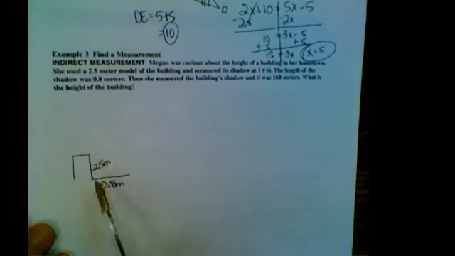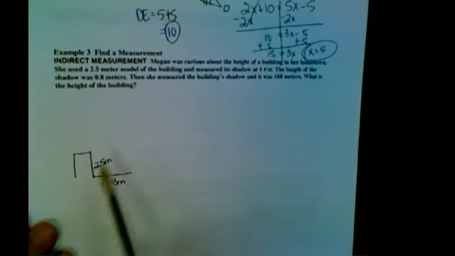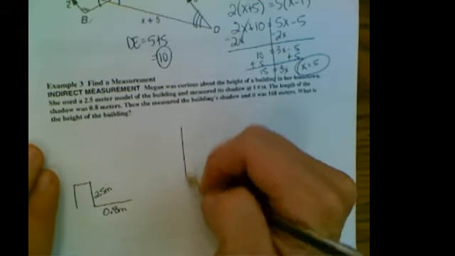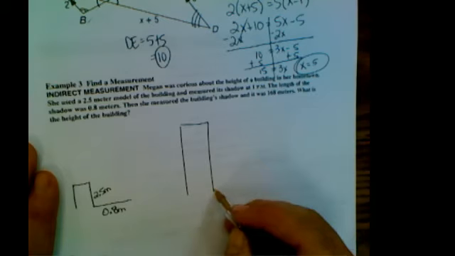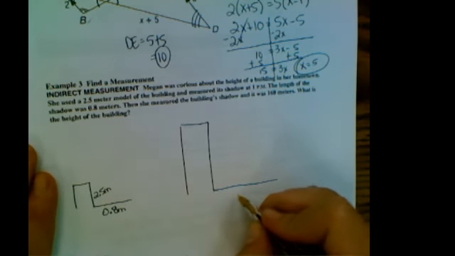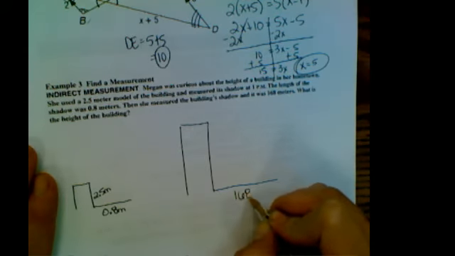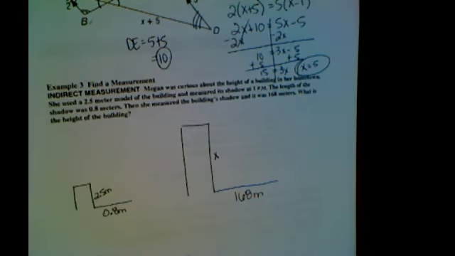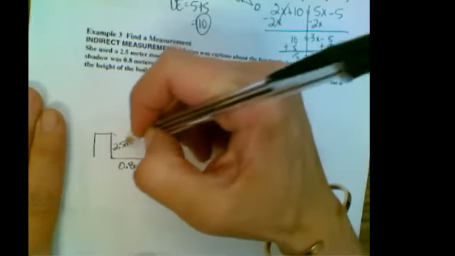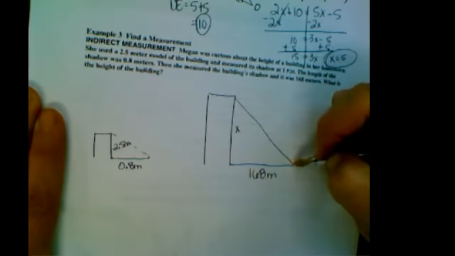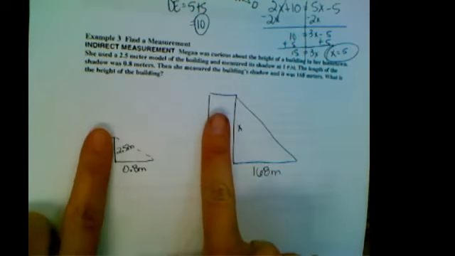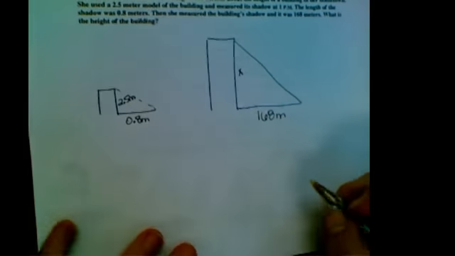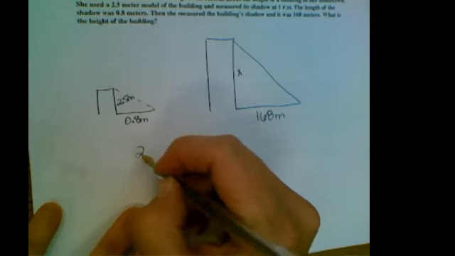Now, granted, Magruder needs to figure out how to draw because that's a completely different scale, but that's fine. Then she measured the building's shadow. So here is the great big building, and here is the shadow, and the shadow is 168 meters. What is the height of that building? Well, notice I indirectly gave you guys 2 triangles. Just like we've been doing, we're going to set up 2 proportions.